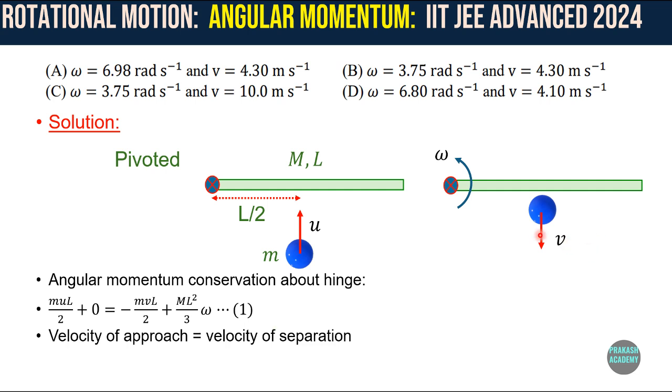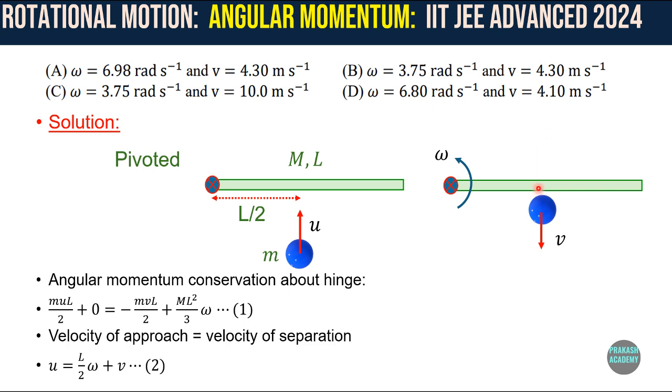Now we can write the elastic collision equation. In case of elastic collision, we know that velocity of approach is equal to velocity of separation. Initially this ball is approaching this rod with velocity u. So this is velocity of approach. Now it is separating with velocity v in this direction, but what is the velocity in this direction?